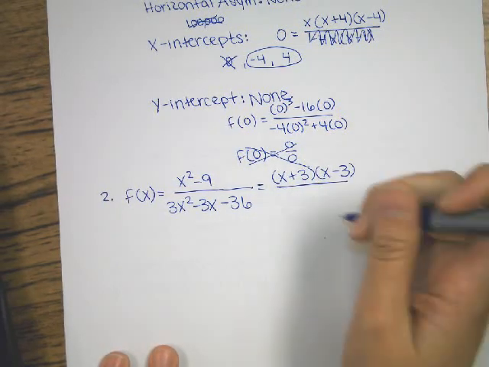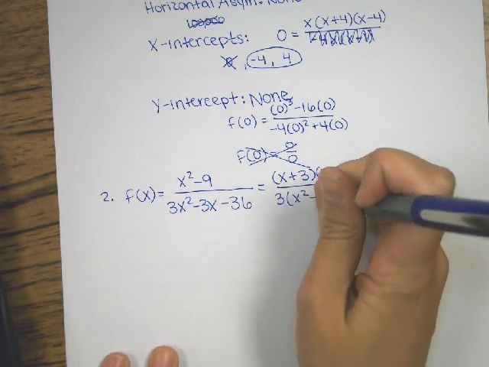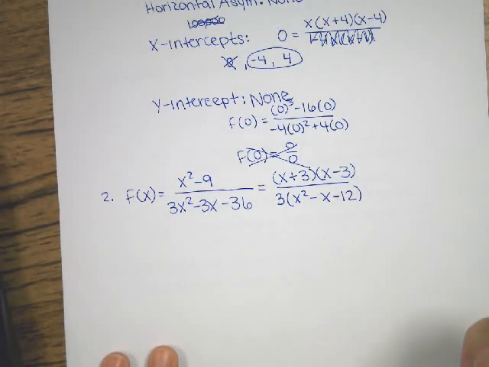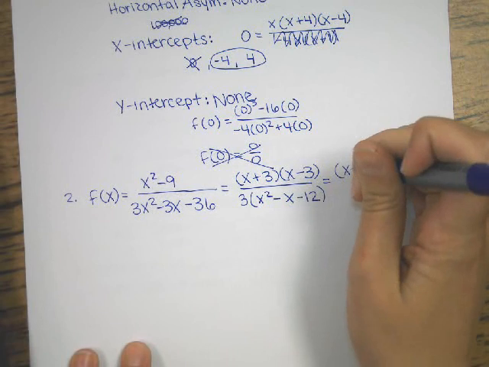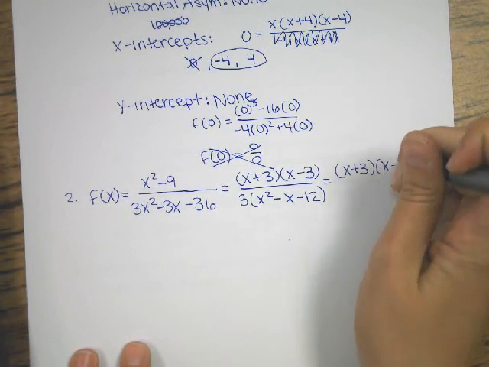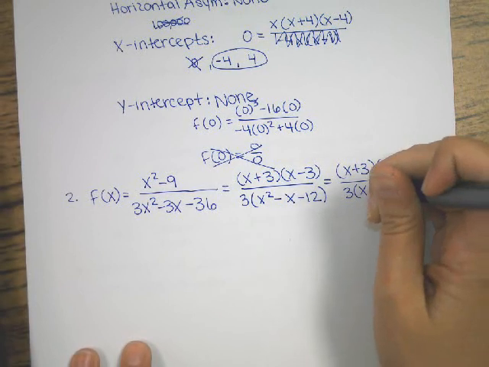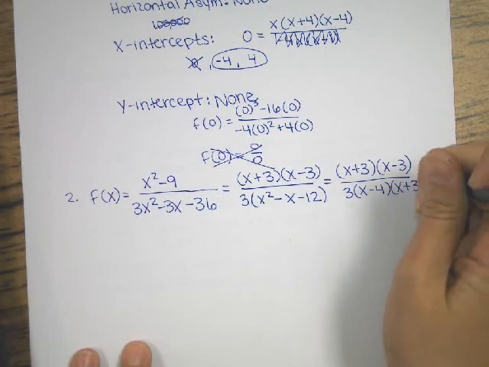The first thing to do on the bottom is to factor out a 3. We're left with x squared minus x minus 12. I'm going to continue to factor by factoring this. So I've got on top x plus 3 times x minus 3. And on bottom, this is going to factor as x minus 4 times x plus 3.